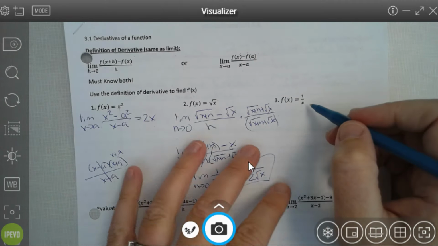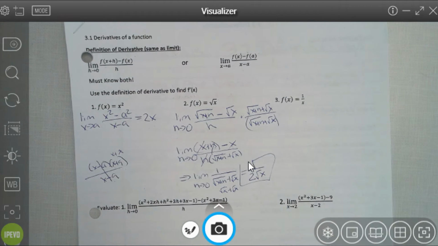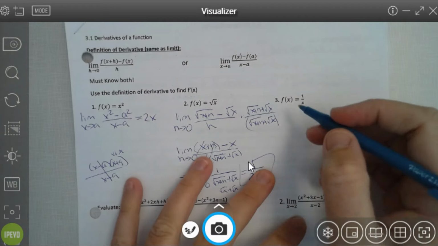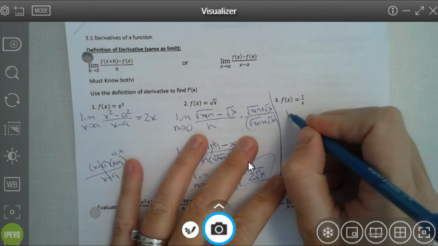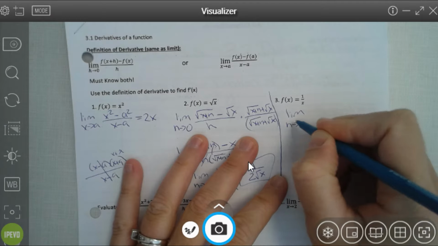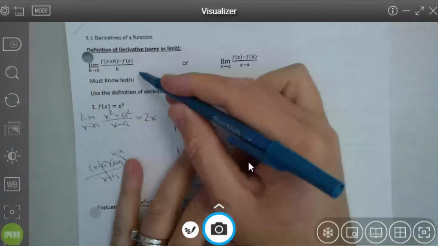For number 3, it doesn't matter if you use the a or the h one. So I'll just go ahead and use the h one one more time just so you can see, because I think that one's a little trickier. But you do it the same. This is the same no matter which function you use. So I typically like the other one here, but I'm going to give you more practice on that one.